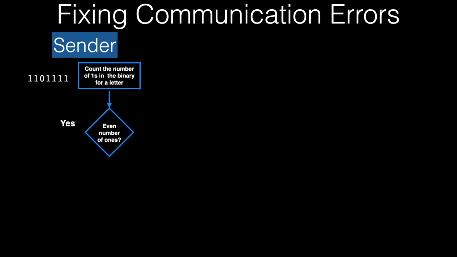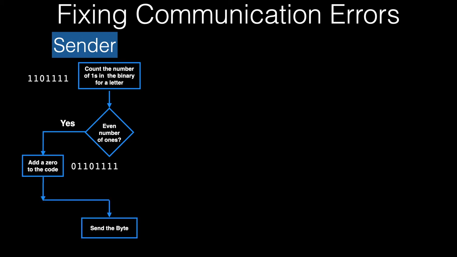Now let's check the 7-bit code for the letter to see if it has an even number of ones. This is one way in which we could do some error correction. If it's 6, which is an even number, we'll add a zero. An extra bit makes up 8 bits in total, which is also called 1 byte, and we can send it. Off we go.